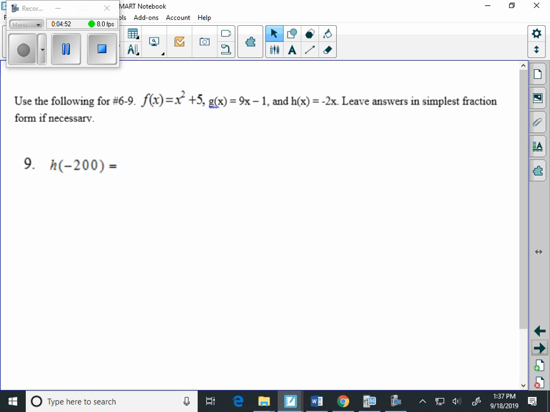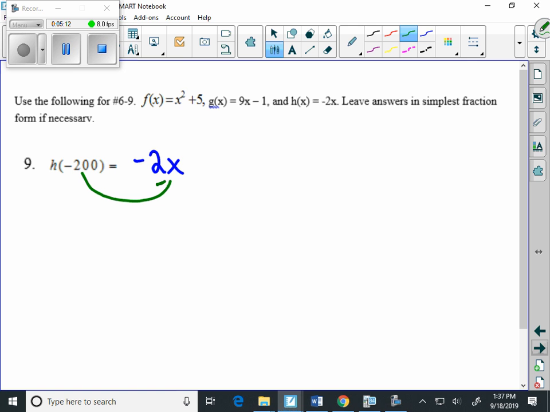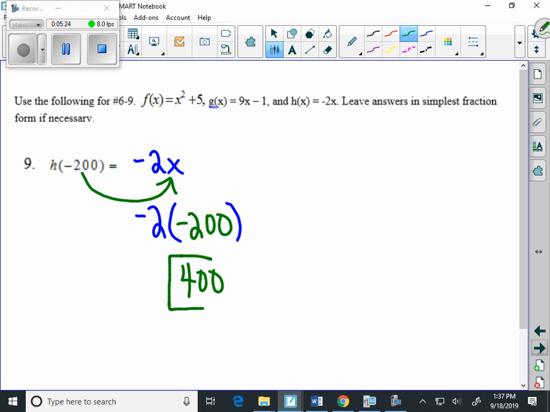Number 9 is h of negative 200. So we're going to take this value of negative 200 and put it back into the negative 2x, because that's our h function, equals negative 2x. We're going to take that value of negative 200, put it back in here for x, and get negative 2 times negative 200. And that equals positive 400. We only had to calculate once on that particular function.